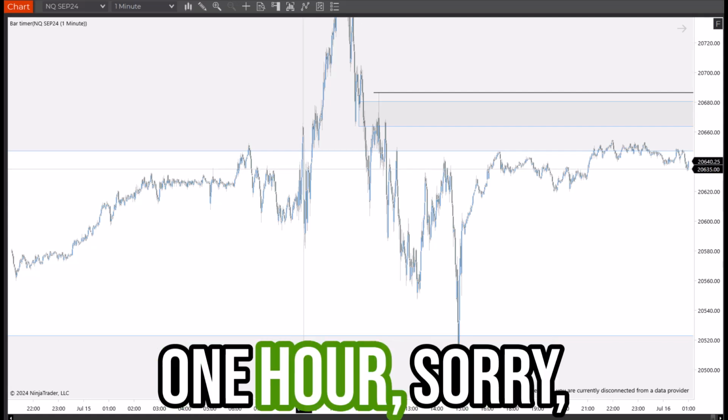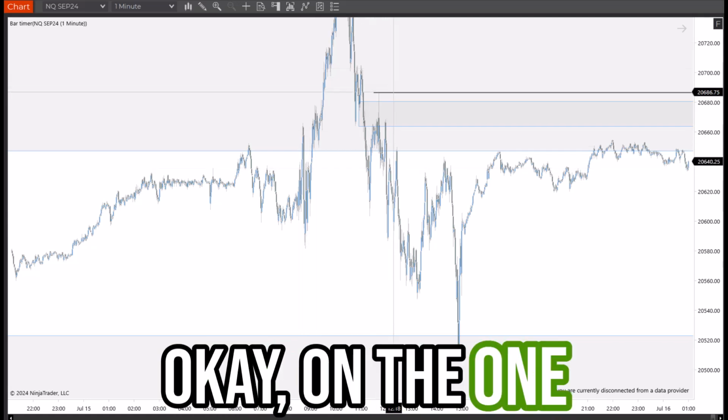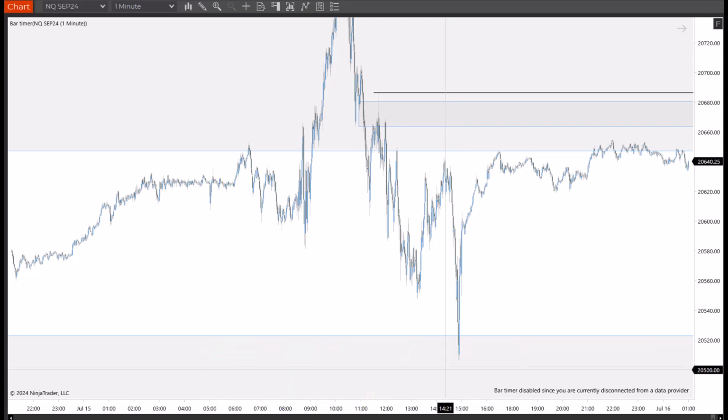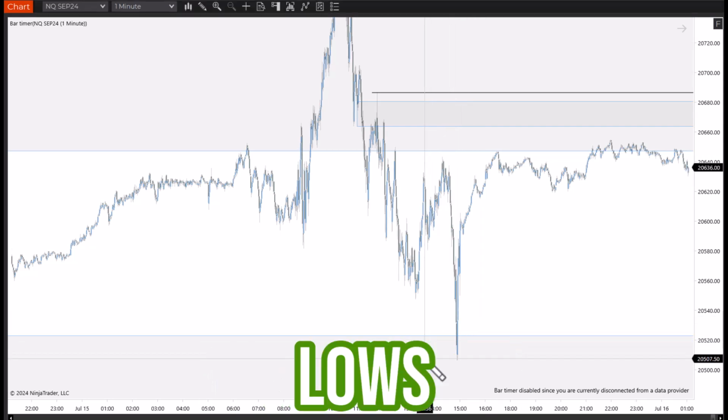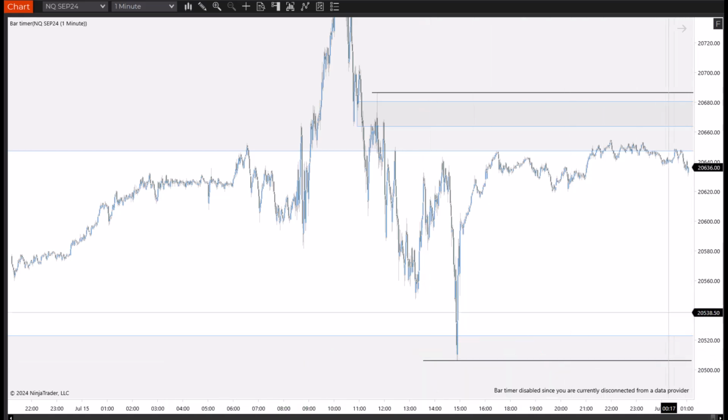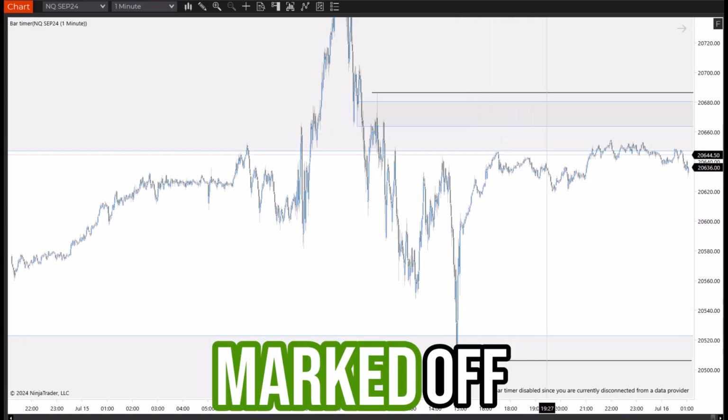Okay, so on the 1 minute, we have our 5-minute highs right up here. We have a low that the market created down here. I want to mark that off because on the 1 minute, that creates our range. So we know that our most recent high is right here, our most recent low is down here. We're going to be playing this range.